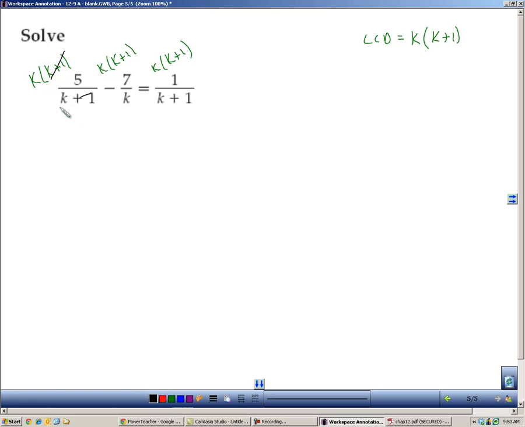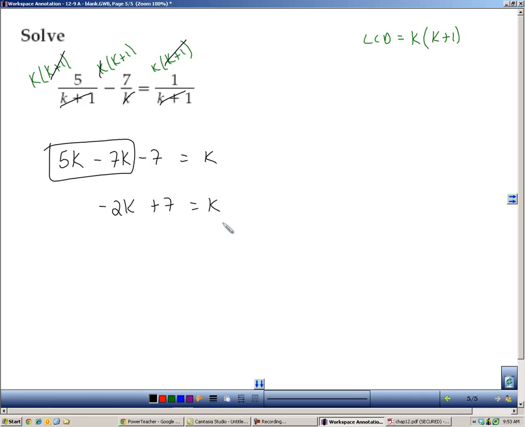I see a k plus 1 on top cancels, leaving me a 5k. The k's cancel. All right, now understand this, negative 7, and then distribute. So negative 7k minus 7. The k plus 1s are gone, which equals k. So this won't be too bad here. Like terms on the same side, negative 2k plus 7 equals k. So I'm going to add 2k, move the smaller coefficient. So 7 equals 3k. Then divide by 3, so k equals 7/3.